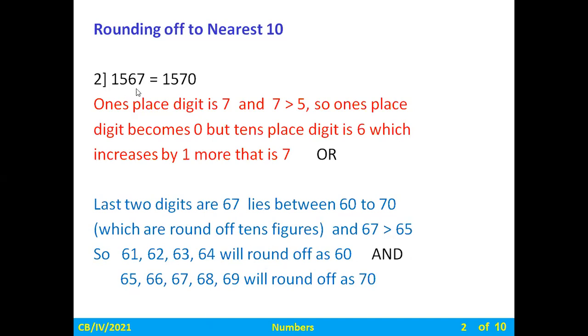So 1567 got rounded off to nearest tens as 1570. Have you understood this? Give me a thumbs up. Yes, very good.